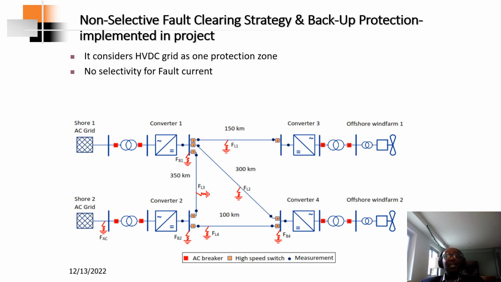Okay, so the non-selective fault clearing strategy, like I made mention, considers the whole grid as one protection zone. So basically, there's no selectivity in it. Once this AC side breaker trips, the whole MTDC grid is basically down.